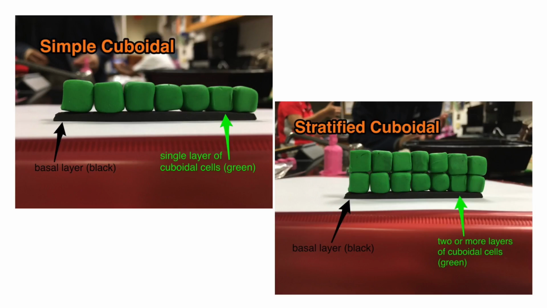Cuboidal cells are as wide as they are tall, like cubes. Simple cuboidal epithelium consists of a single layer of cuboidal cells atop the basal layer. Stratified cuboidal epithelium consists of 2 or more layers of cuboidal cells atop the basal layer.